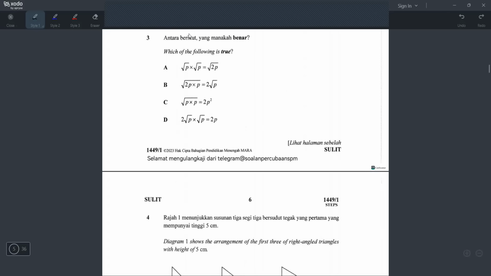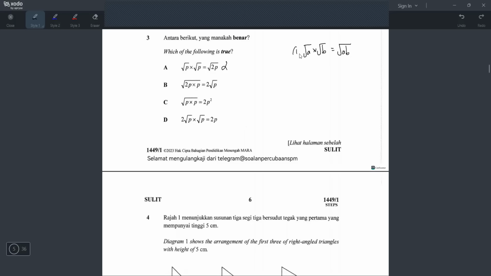Let's continue with number three. Which of the following is true? Square root p times square root p equals 2p. This is wrong, right? So let me explain a bit about square root. If I have square root a times square root b, right? You will end up with square root ab.